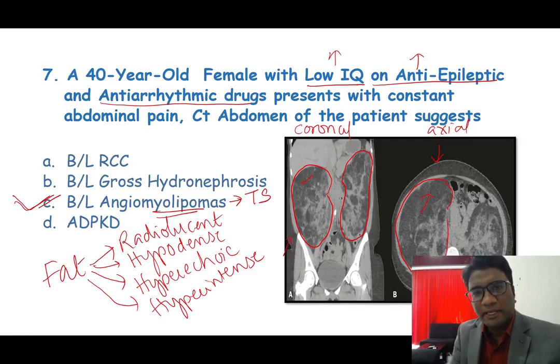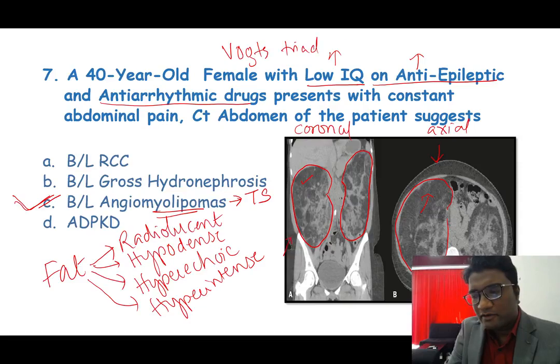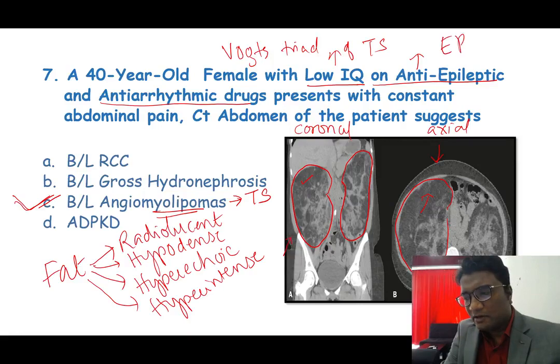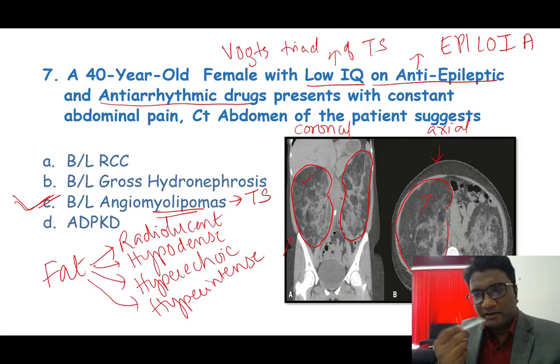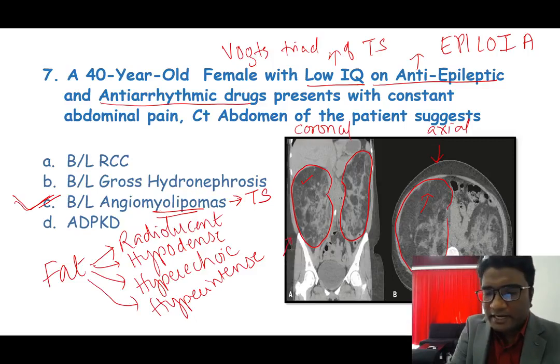So epilepsy, low IQ, angiofibromas, all of these are suggestive of what? Vogt triad. Remember the Vogt triad of tuberous sclerosis. So epiloia: epilepsy, low IQ, and angiofibromas, or the adenoma sebaceum. You previously used to call it adenoma sebaceum. Now we call it angiofibroma. And these patients of tuberous sclerosis are commonly associated with bilateral angiomyolipomas.